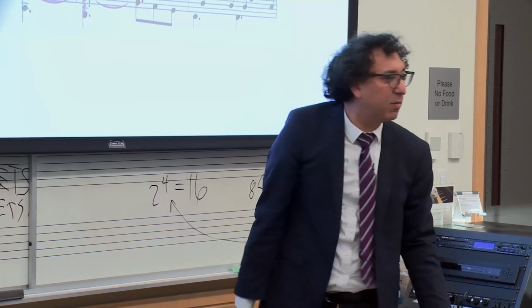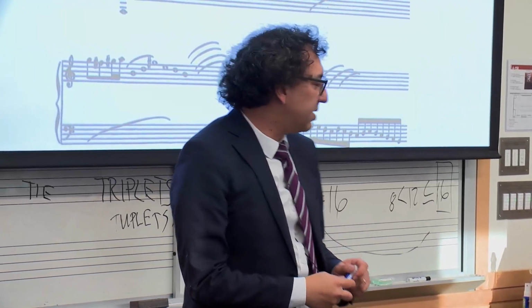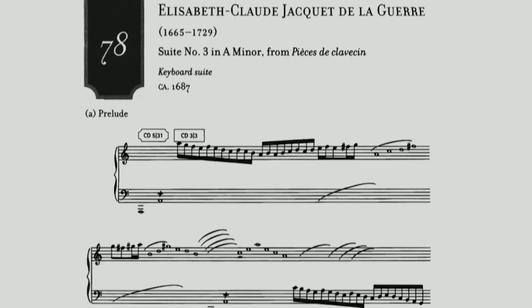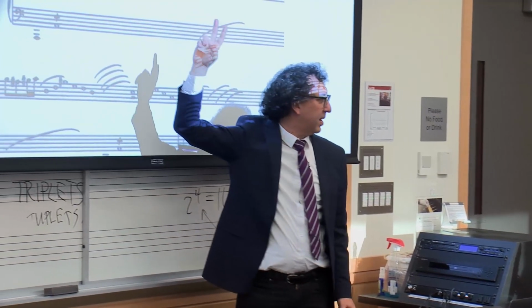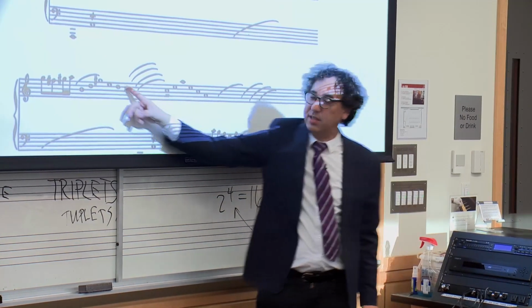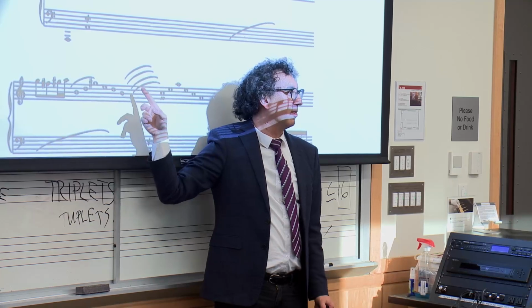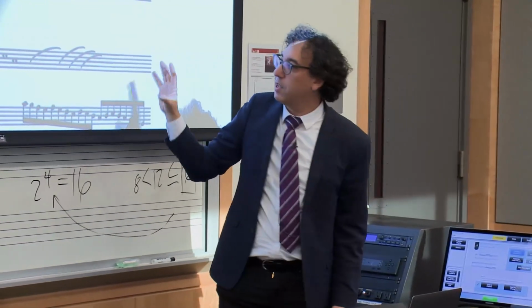The limits of common Western music notation are not strictly defined. This is a very common genre of music from around 1700, 1687, by Elisabeth Jacquet de la Guerre. A very interesting piece. A lot of things that look like common music notation until you start getting, what is this? What are these? All the symbols of common Western music notation, but used in a different way.